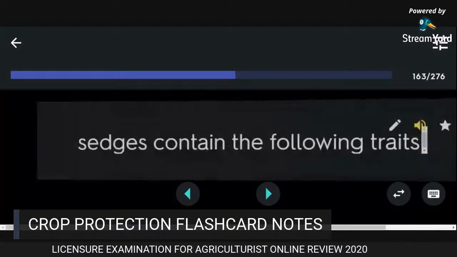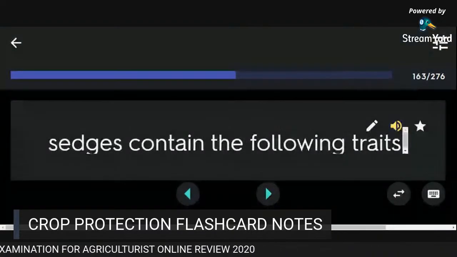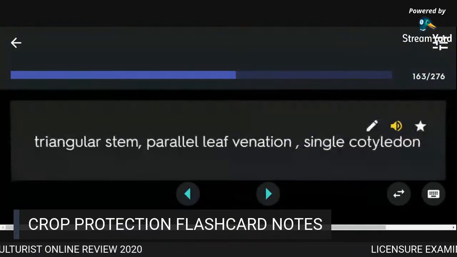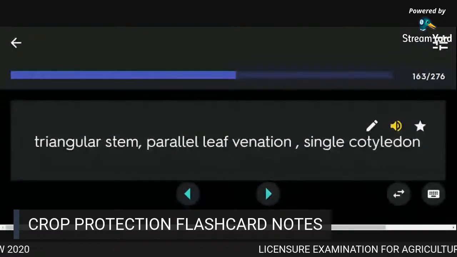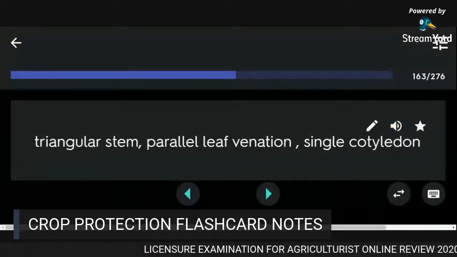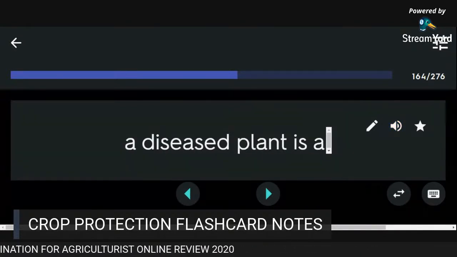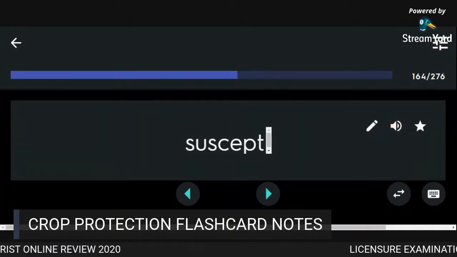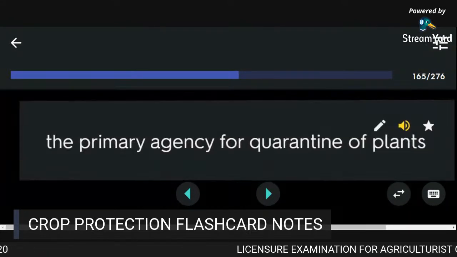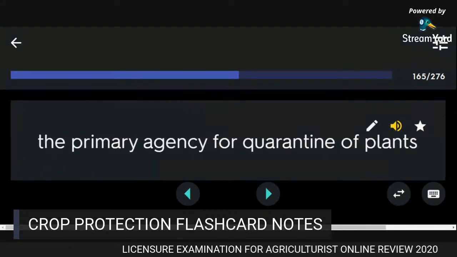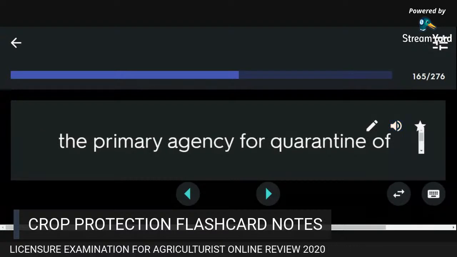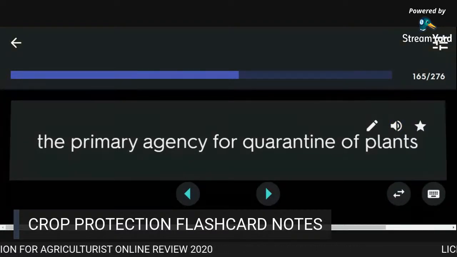Sedges contain the following traits: triangular stem, parallel leaf venation, single cotyledon. A diseased plant is a suscept. The primary agency for quarantine of plants: Bureau of Plant Industry.